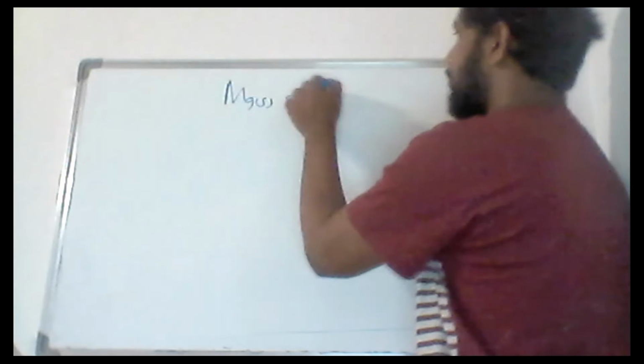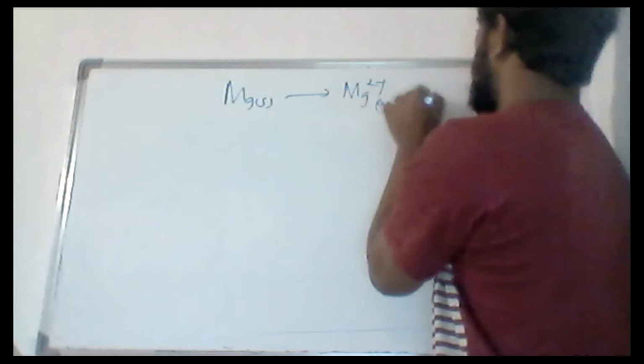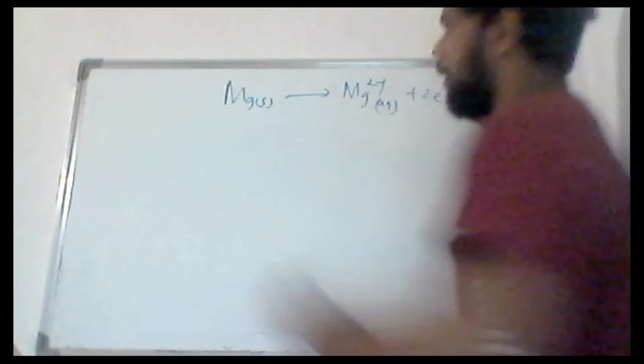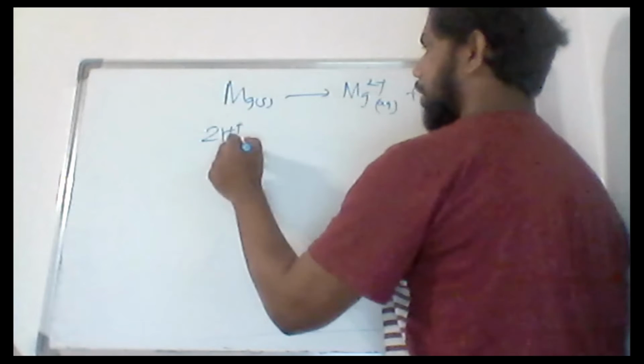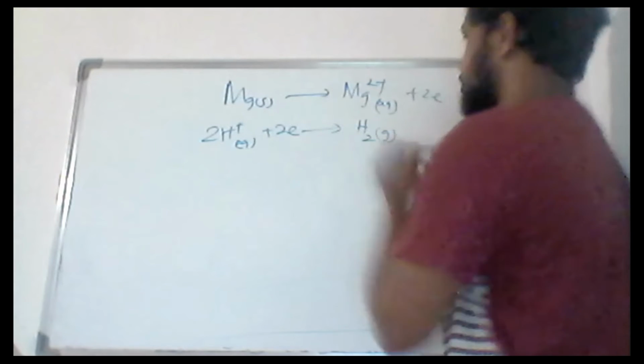So we have given a reaction. That is the important thing. Magnesium solid will be oxidized to magnesium 2 plus aqueous plus 2 electrons. That is this. The reduction is 2H plus aqueous plus 2 electrons will form H2 gas.